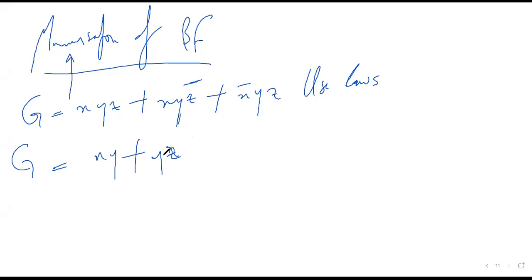This is another example of how you can use the laws. This expression can be simplified to, running out of time, only xy plus yz. Reason being, we want to use fewer logic gates. They'll probably be faster. Fewer logic gates means less hardware. Less hardware means cheaper circuits and all that other stuff.